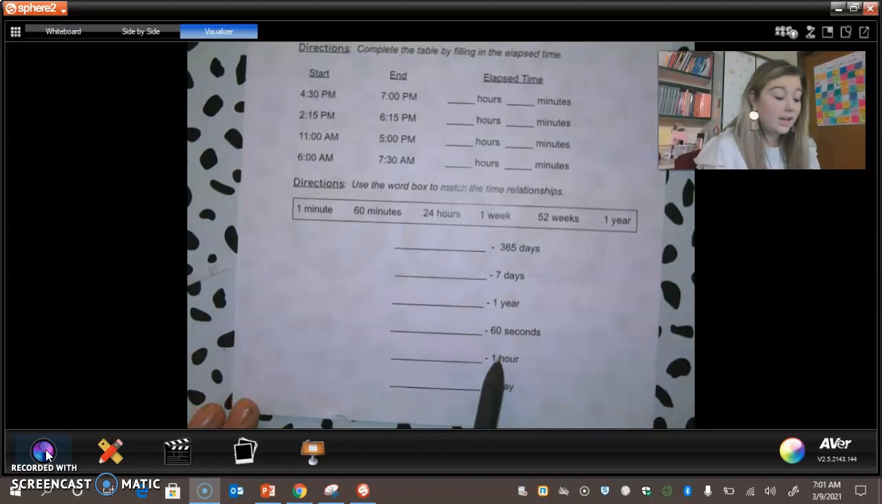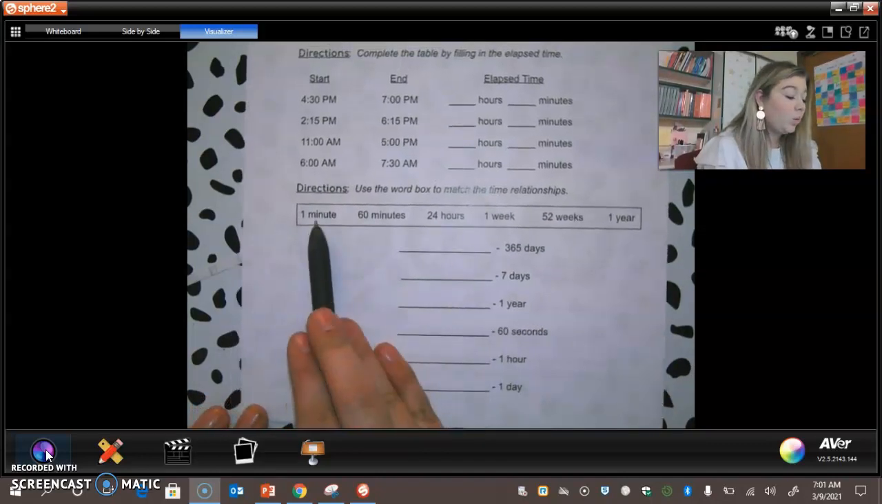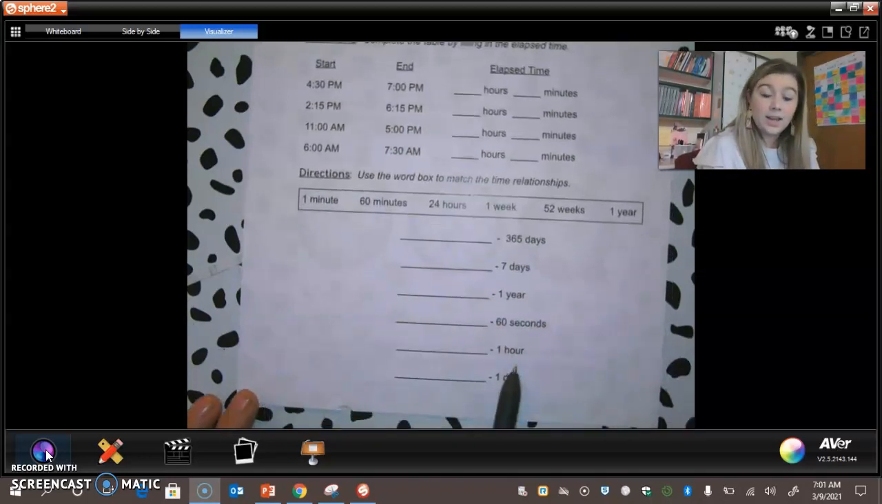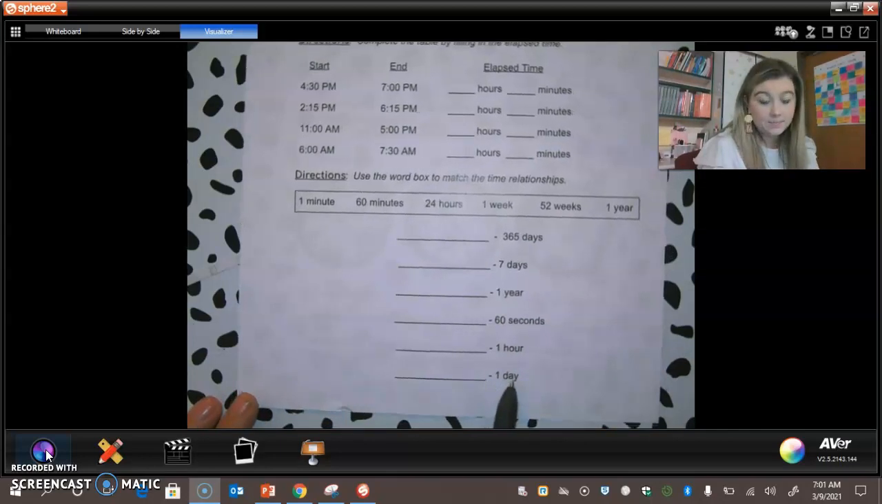Next, we have what is the same or equal to 1 hour. And what is the same or equal to 1 day?